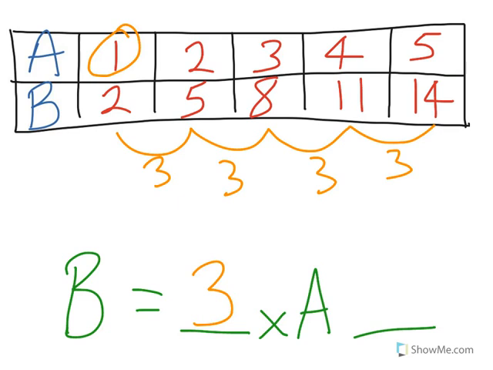3 times 1 equals 3. That's not 2. We need the bottom equal to 2. So I need to take away 1 to make that work. Let's see if it works for the rest of them. 3 times 2 is 6, and if I take away 1, it's 5. 3 times 3 is 9, and if I take away 1, it's 8. And if I continue, I can see that it works for all of them. So my rule in this instance is b equals 3 times a minus 1.